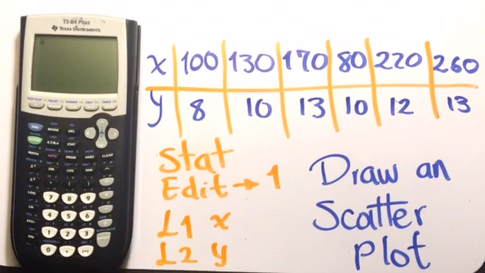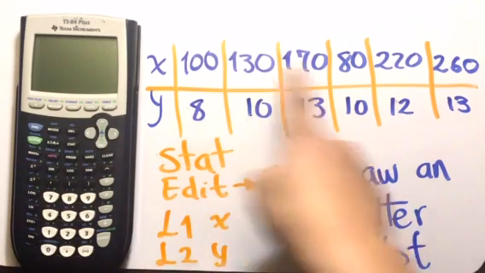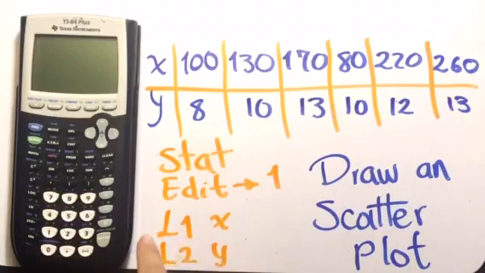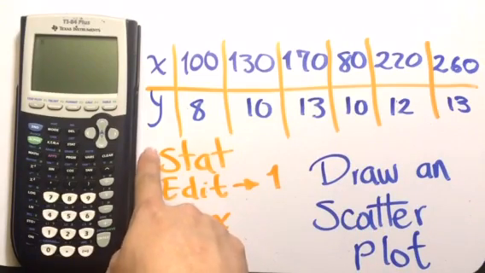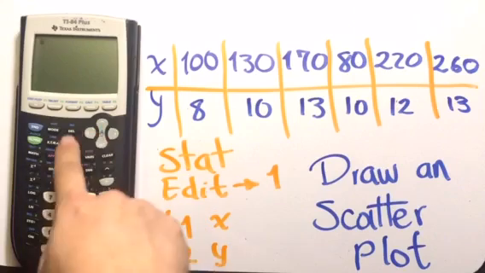Hello, here I'm going to explain how to use the Texas Instruments TI-84 Plus to draw a scatter plot. So we're going to use this data set, and the first thing that we're going to do is go and write all these values in statistics.